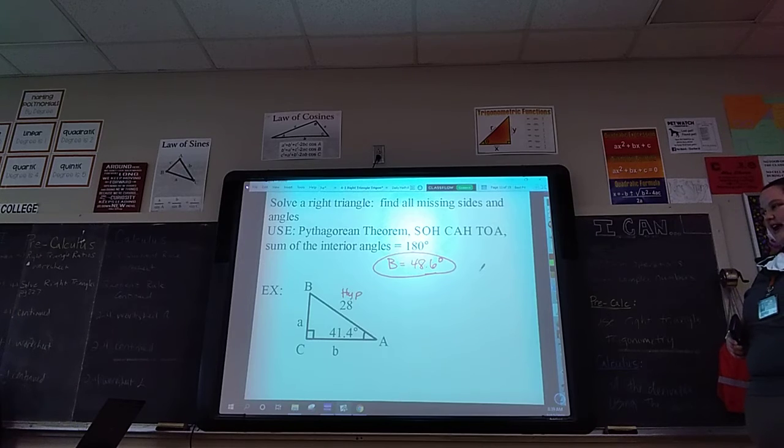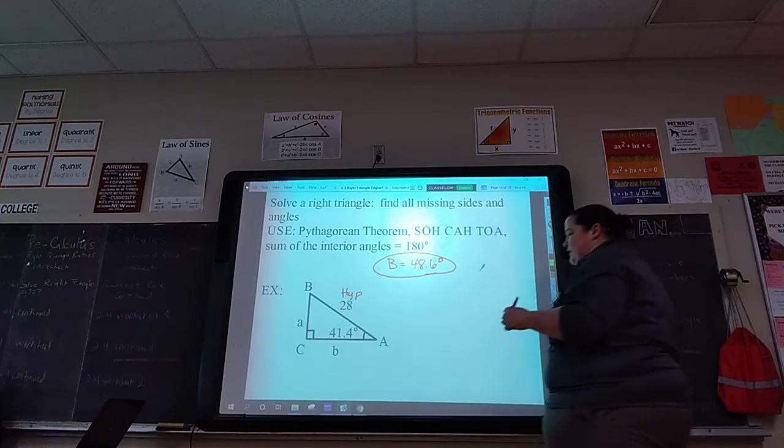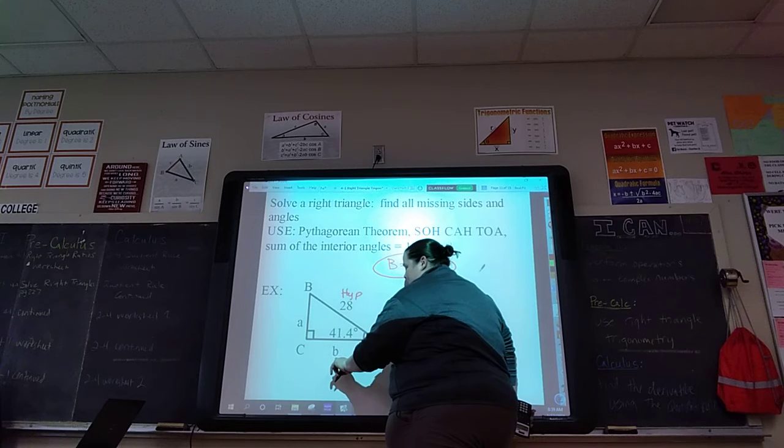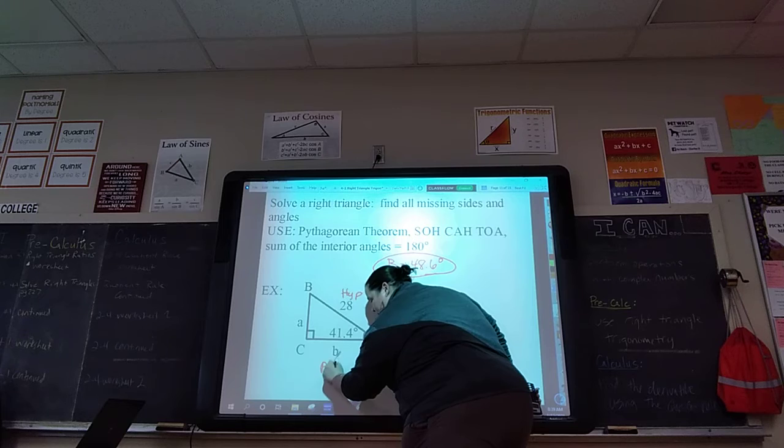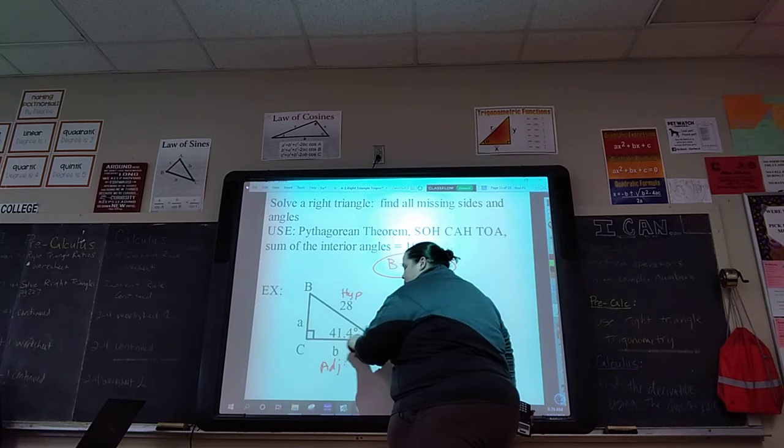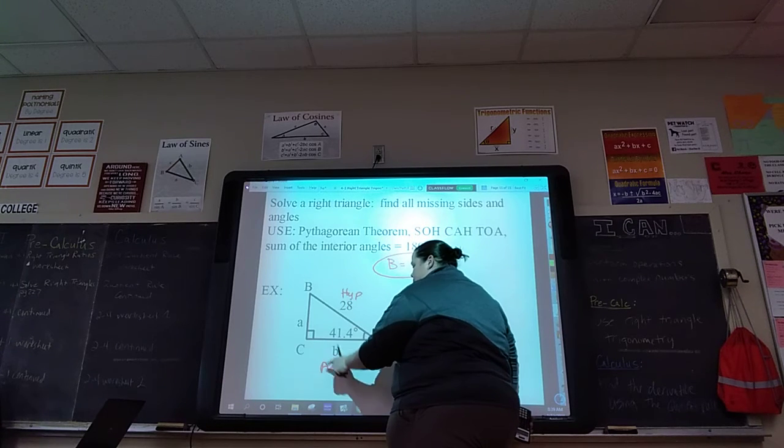Okay, so now it's really your choice what you want to do to find side A or side B first. It doesn't matter which one you find first. Pick one. Okay, so we're going to find side B. I'm just going to use this angle that's already labeled in my triangle. Based off of this angle, what is B? Adjacent. Okay, so using this 41.4 and the hypotenuse, how can we find this adjacent side?